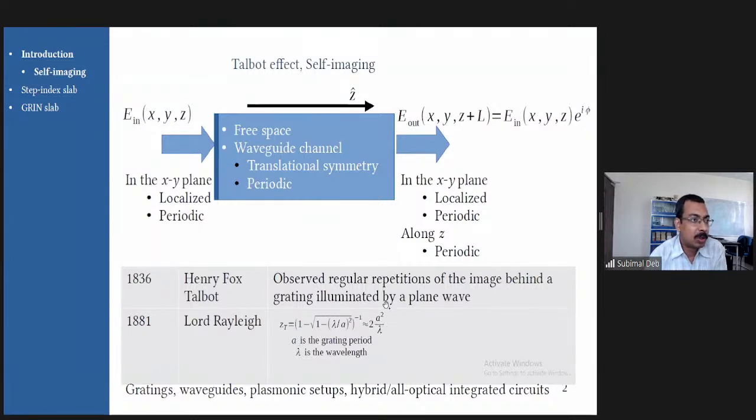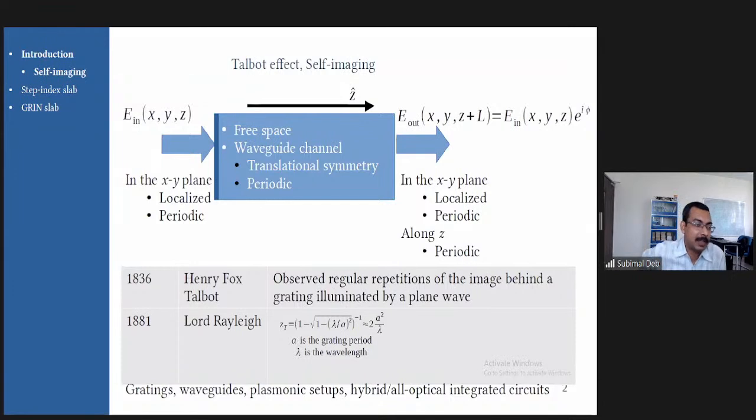So, to be a little more specific about the Talbot effect, you have an incoming field of light, which you can quantify by the electric field. The input field profile falls on an element, which could be a grating, as I have specified by the dark blue line. It propagates, and it can propagate through free space, or you can make the input profile simply propagate through a waveguiding channel. The waveguiding channel also could be of two different kinds.